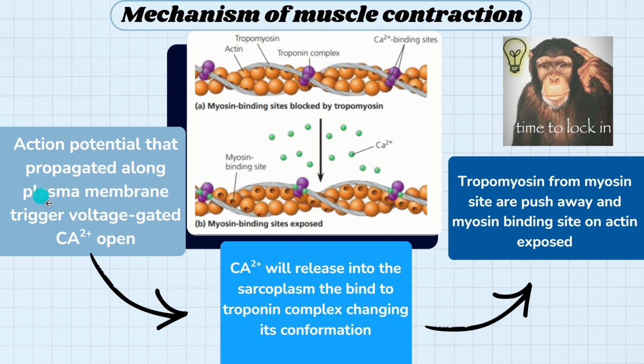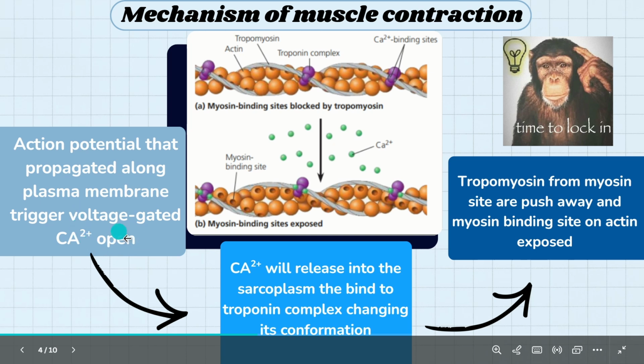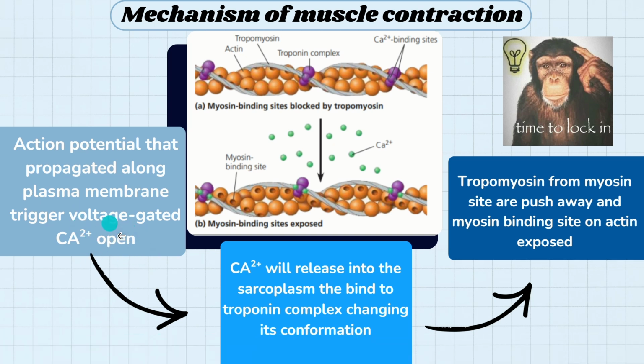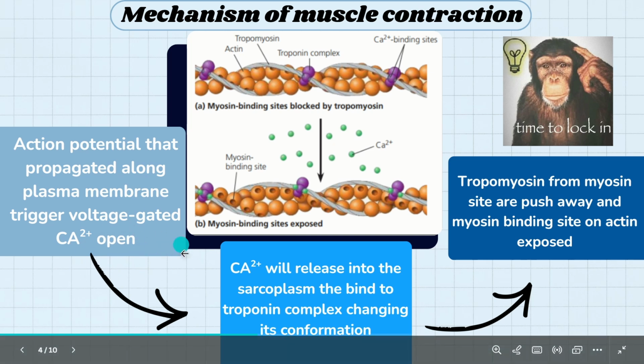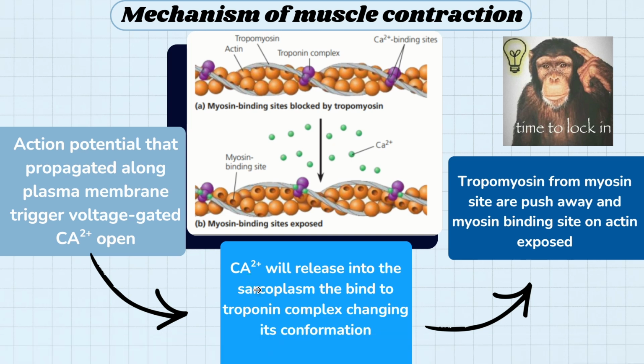An action potential that propagates along the plasma membrane triggers the voltage-gated Ca2+ channels to open. Sorry, here actually the molecule is the calcium ion. Calcium is very important for our muscle contraction. Without the calcium ion, our muscle will be cramped. That's why we always say that when the muscle cramps, it means that we lack calcium ion.